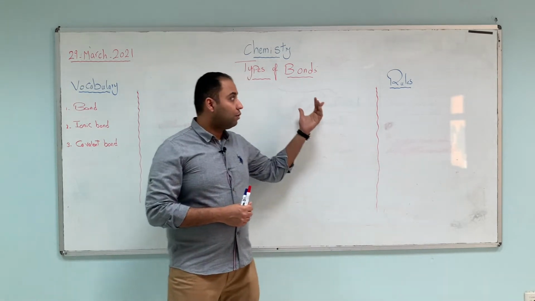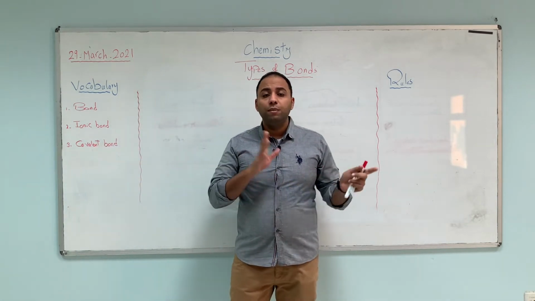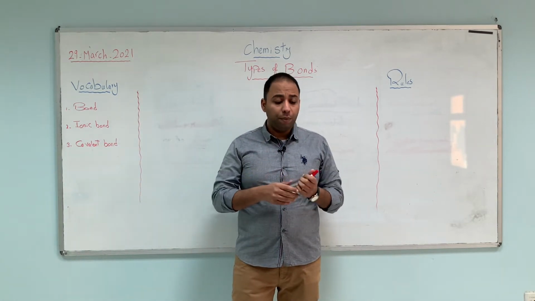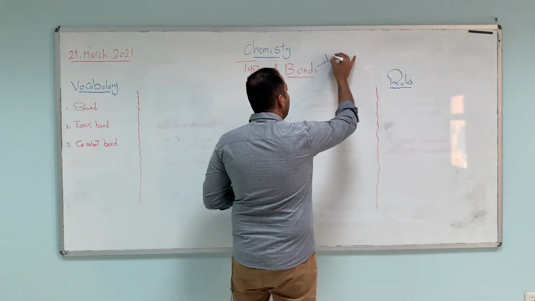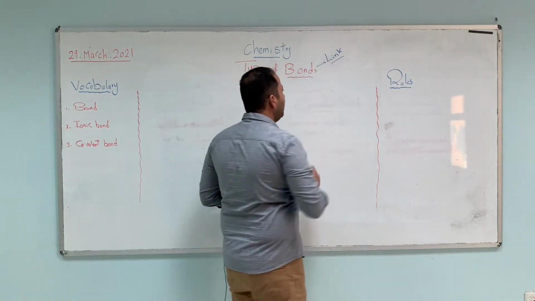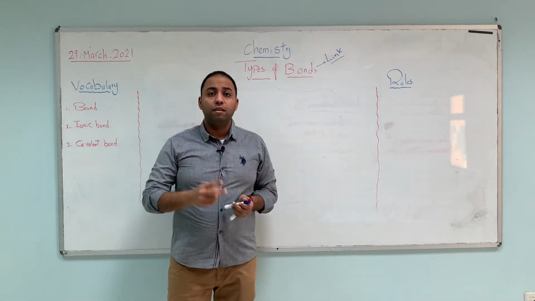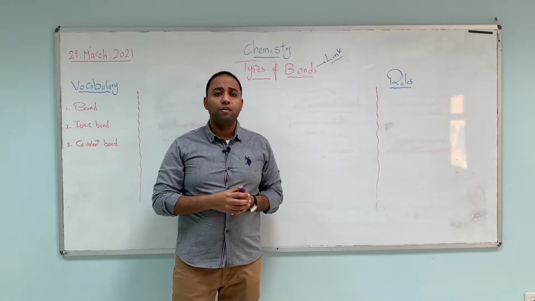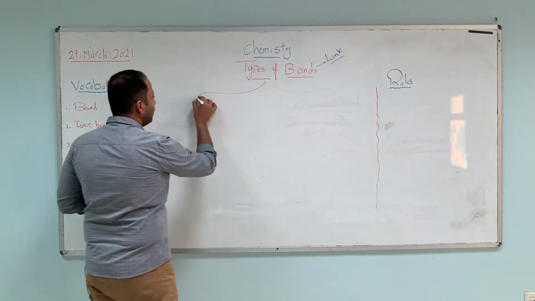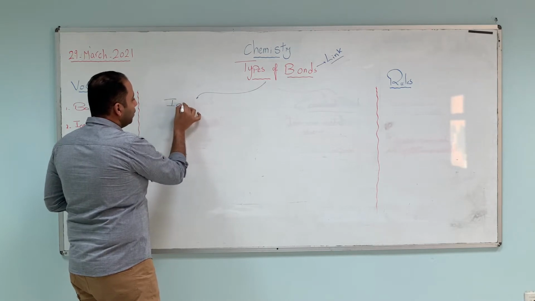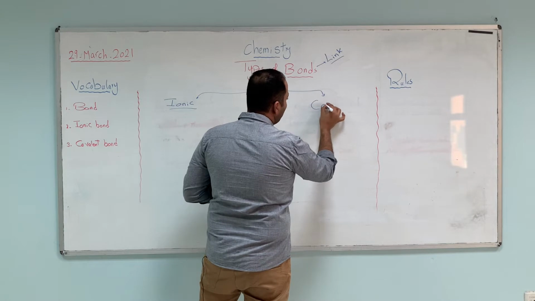Okay, let's start with the first one, types of bond. Firstly, what does bond mean? A bond is the link between atoms. How many types of this link are there? There are two main types of bond. The first one, ionic. The second one, covalent.